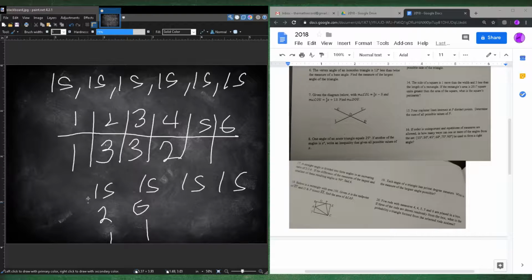So how many ways can you make 5? Well, it's just 15, 15, 15, 15, right? So technically, we only have 1 15 left over, and you have to add it to one of them, right? So it doesn't matter which one you add. It's going to be the same thing, so it's just going to be 1.